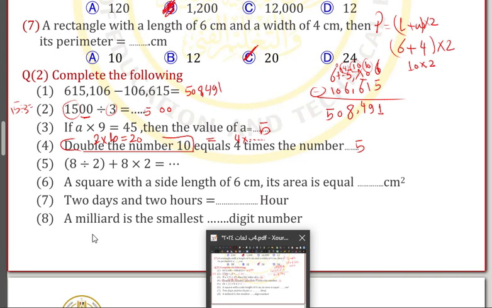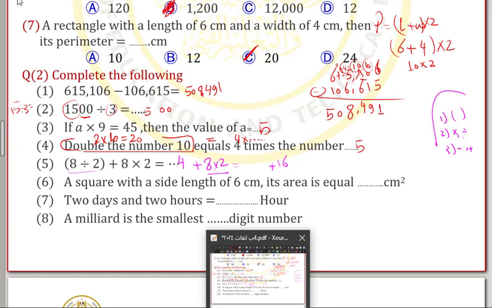Number 5 is related with order of operation. We said before that the order of operation, number one is bracket, number two times and divide, number three is minus and plus. So now we have brackets here, so we need to start with the brackets. 8 divided by 2 gonna be 4, then add 8 multiply 2. So we have here plus and times, which is first times, 2 by 8 going to be 16. 16 plus 4 gonna be 20.